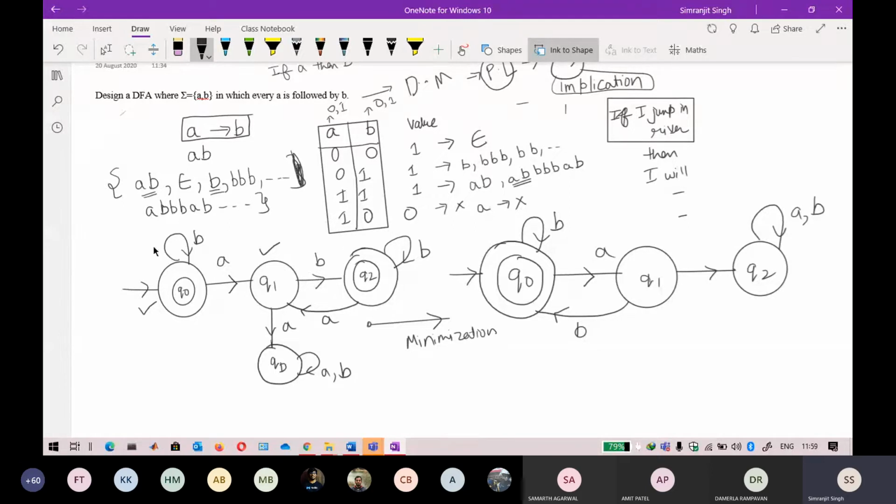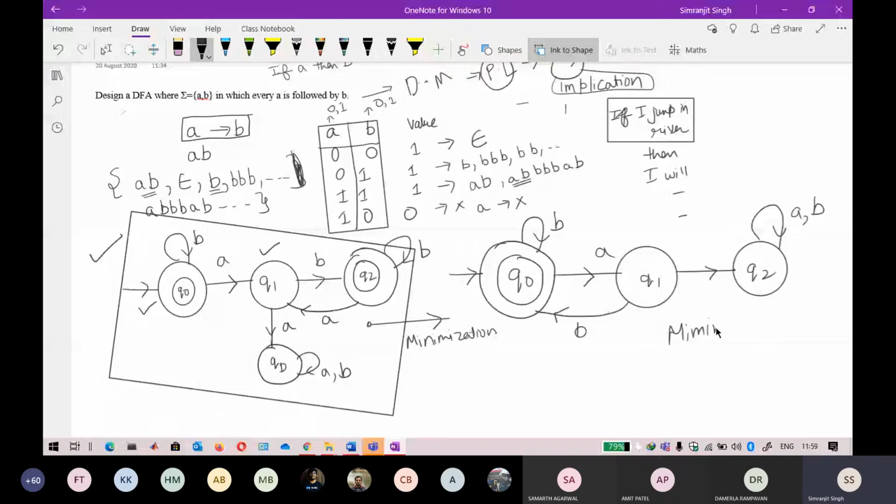So if you are still at this stage where you are drawing this kind of automata, this is not wrong, this is correct, but the minimal one is this automata. So again, I am repeating a key concept here. There can be multiple DFAs for a language, but there is only one minimal DFA for a particular language.